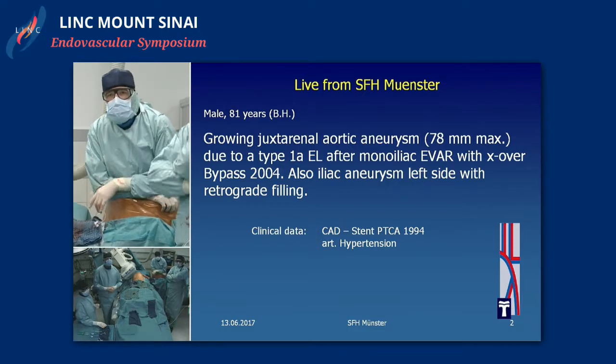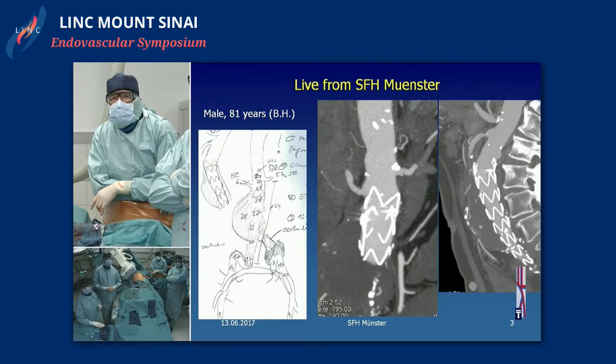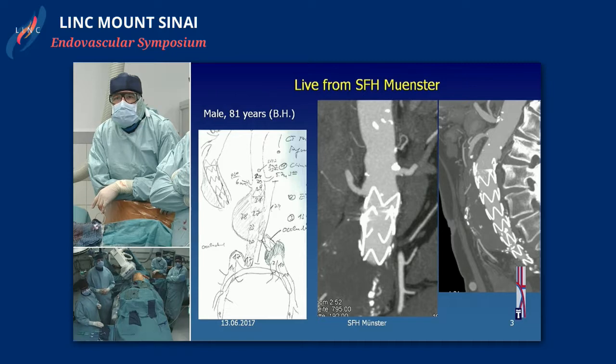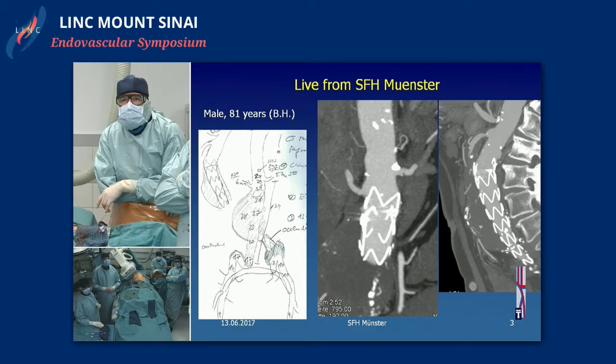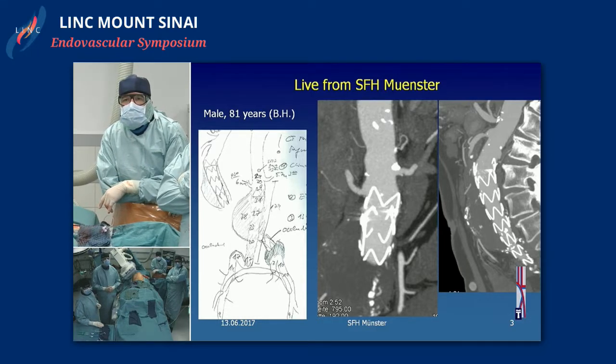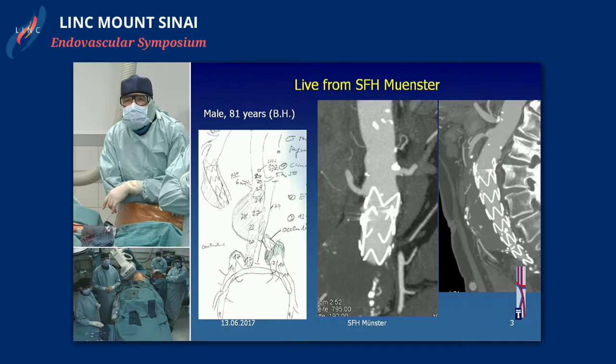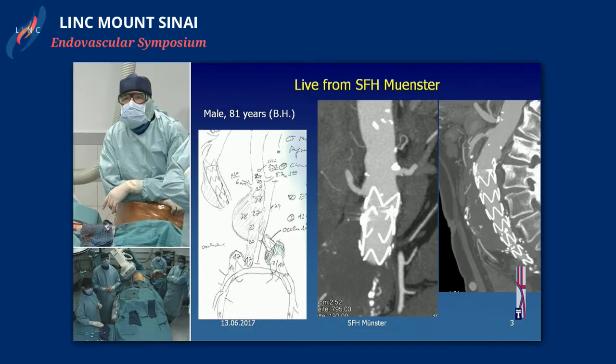So next slide, please. Now you can see here our schematic drawing. As you might recognize, there is almost no space or landing zone left below the right renal artery, but there's some space left below the left renal artery. So our plan is to implant a tube graft and to preserve the right renal artery with a Chimney stent.